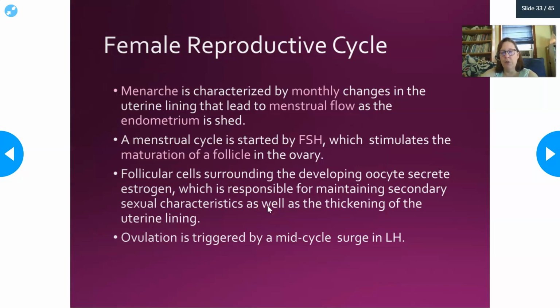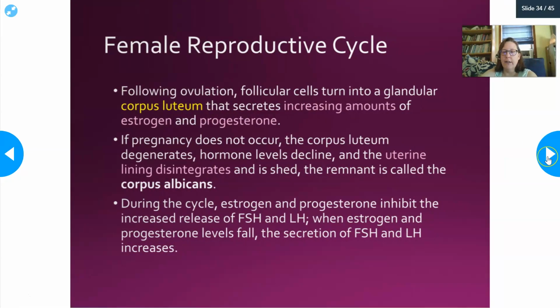So it starts building up that uterine lining here. And ovulation is triggered by a mid-cycle surge in luteinizing hormone. And we're going to look at a diagram here that's going to recap all of this. So following ovulation, the follicular cells turn into the corpus luteum.